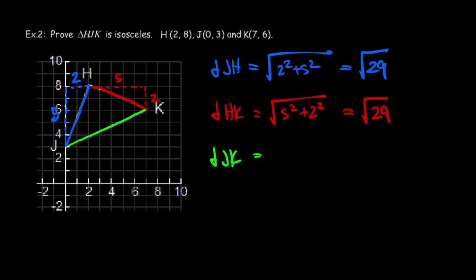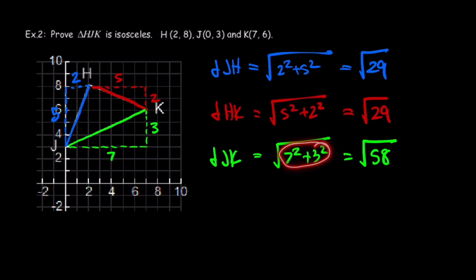Find this side here. Make your right triangle. Delta x, 1, 2, 3, 4, 5, 6, 7. I got 7. Delta y, I got 3. So that'd be square root 7 squared plus 3 squared. So 7 squared is 49. 3 squared is 9. 49 plus 9 is 58. Again, I expect you just to do this on the calculator.